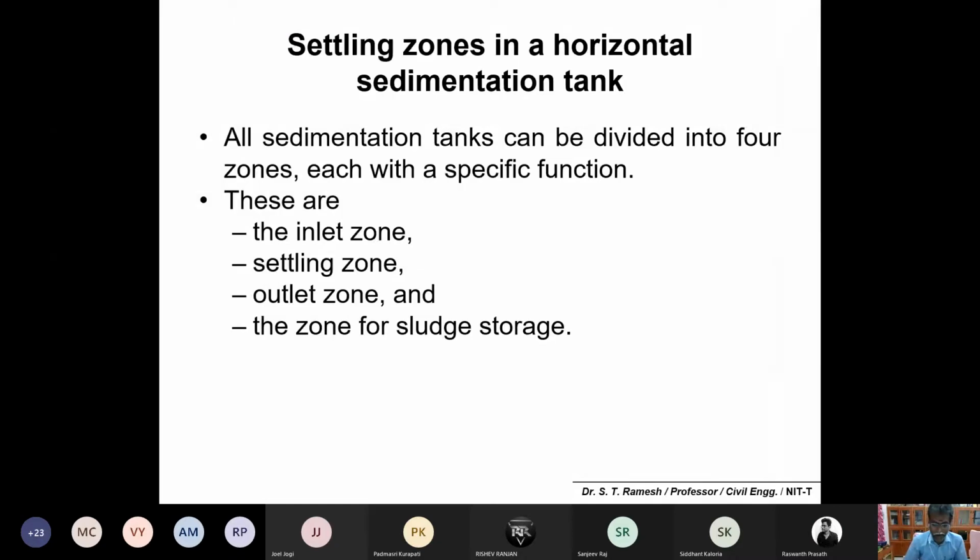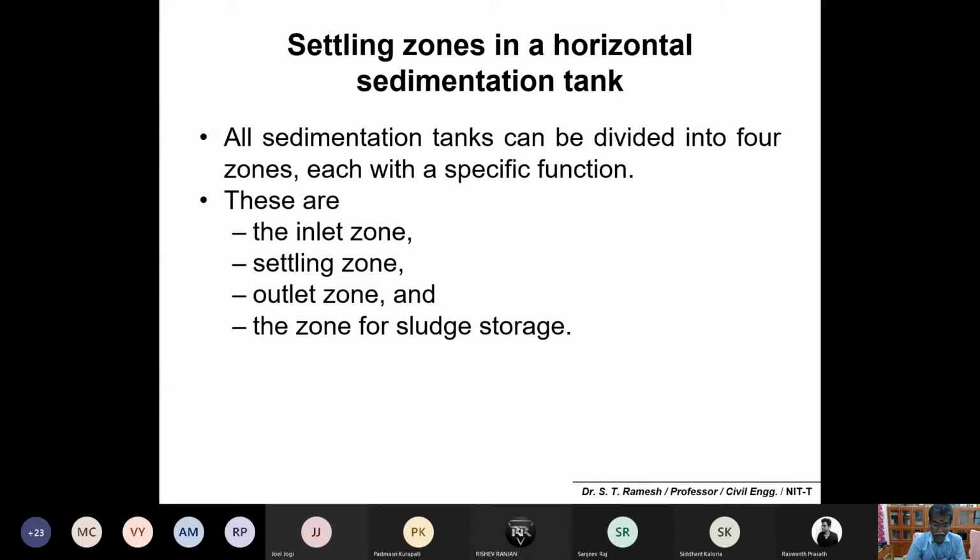This is also the continuation of what we have seen in the last class. We have started looking into sedimentation tanks. The objective is to remove the flocs which are already formed in the flocculation chamber. Depending upon the particle size and shape, you have different types of settling. That's what we discussed in the last class.